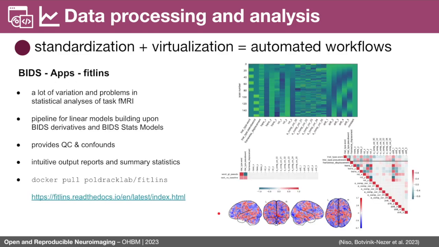Another BIDS app that would be more or less the logical succession of the ones we talked about before, and maybe not that familiar to most of you, is called FitLins. As in pre-processing and QC, we know there's a lot of things that go wrong, a lot of little gears and knobs we can turn to change the outcome in the end. And FitLins here focuses on statistical analysis of task fMRI data. It's a pipeline, a workflow for linear models building upon BIDS derivatives and BIDS Stats Models. The latter we're going to talk about in a bit. And as before, it provides you with QC and confounds, intuitive output reports, and summary statistics, so you can run your classic GLM in a standardized and reproducible manner. There's no paper yet you can read, but definitely make sure to go through the documentation and try it on your data.